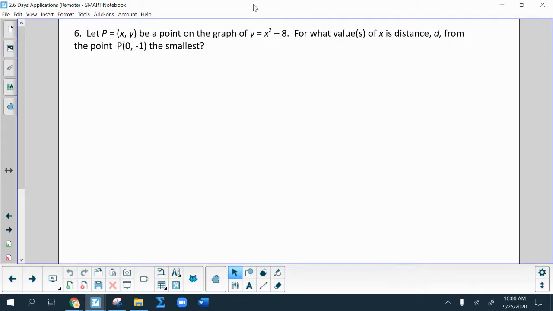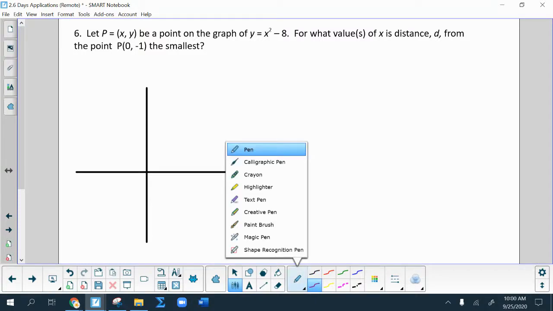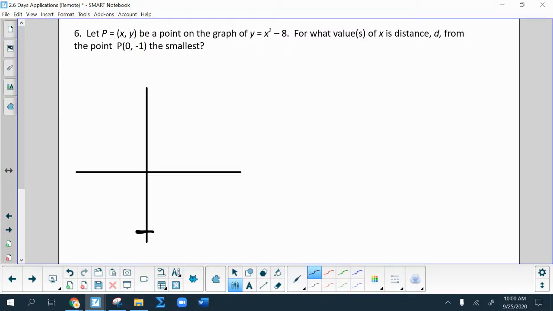So I'm first going to graph that real fast so you can see it. And I think you might have the graph on your paper already. It's just not very visible. So we have the parabola x squared minus 8. So that's just a parabola that's been shifted down 8. Let's get a different size here. So here's my negative 8. And here's my parabola.